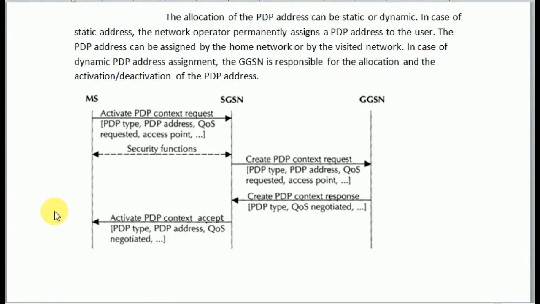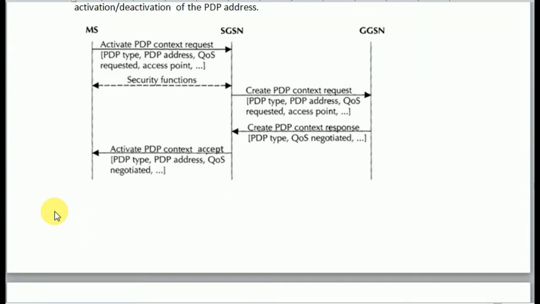The allocation of the PDP address can be static or dynamic. In case of static address, the network operator permanently assigns a PDP address to the user. The PDP address can be assigned by the home network or by the visited network. In case of dynamic PDP address assignment, the GGSN is responsible for the allocation and the activation or deactivation of the PDP address. Then next is the PDP context activation procedure.